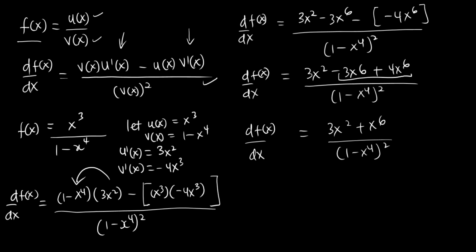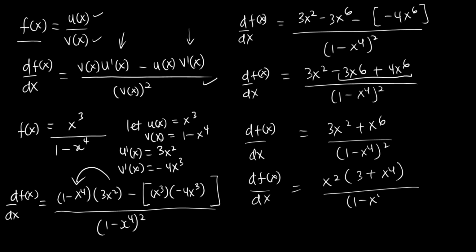At this point, I think you're almost done. You can go ahead and factor out the common factor. I'll factor out x squared. That gives us x squared into bracket 3 plus x to the power 4, divided by 1 minus x to the power 4 squared. That will be the derivative of the function that was given.